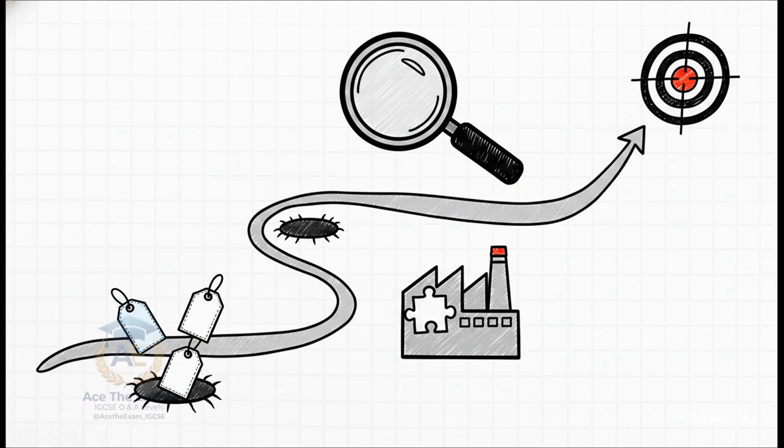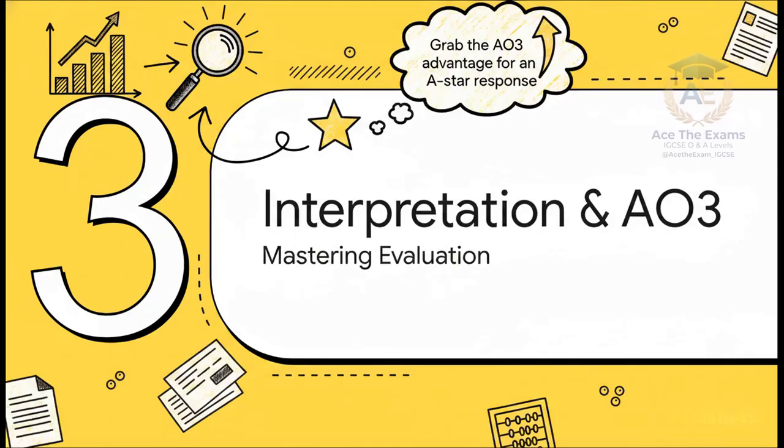Our goal in this technical phase is absolute 100% accuracy in the trial balance, making your transition to the final statements completely seamless. All right, part 3, interpretation, ratios, and evaluation. Let's master assessment objective 3, or AO3.